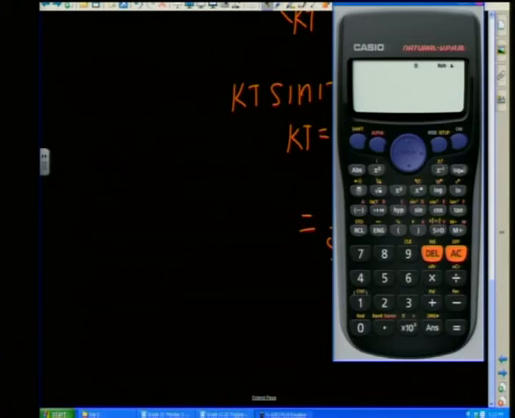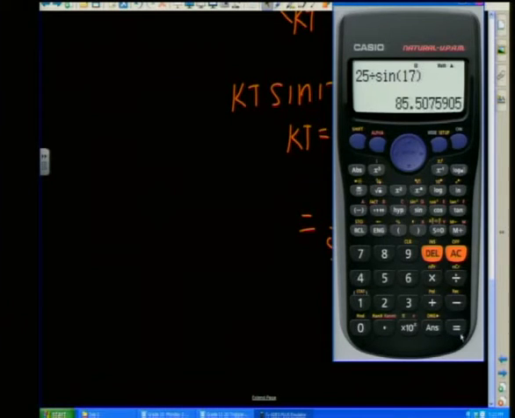All right, so we call up the calculator and we're looking for KT. So we say 25 divided by sine 17. And that's going to give us an answer of 85,5075. They haven't told us how we should round off here, so we're going to round off to 2 decimal places, and our answer is going to be 85,51.